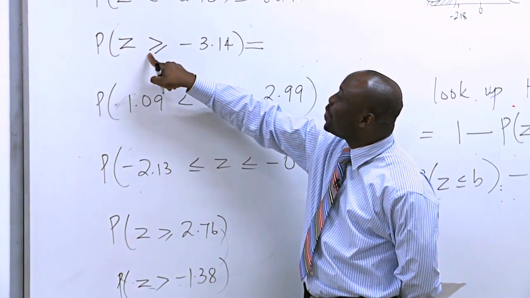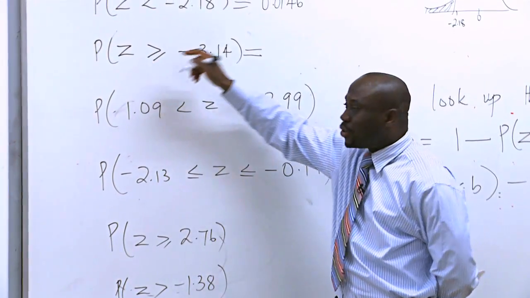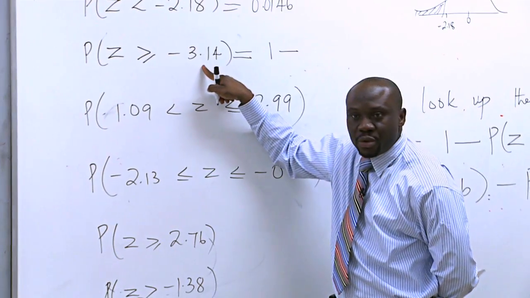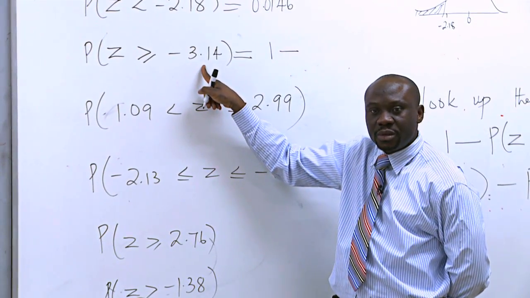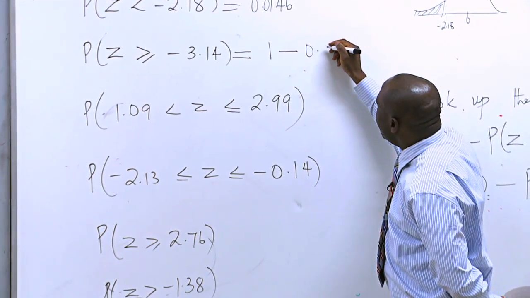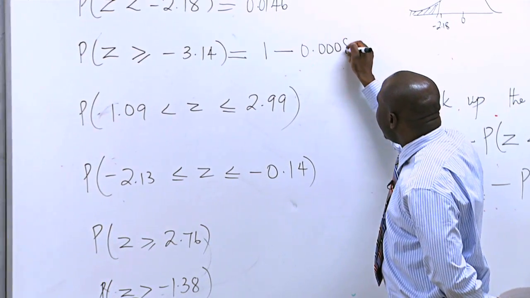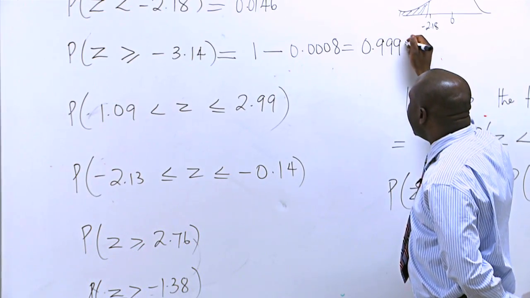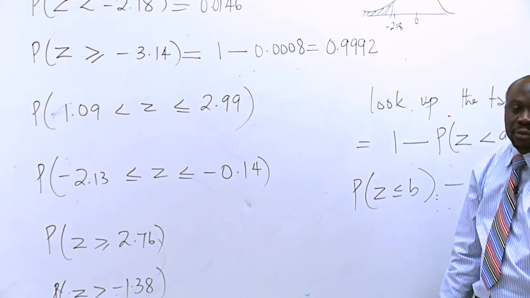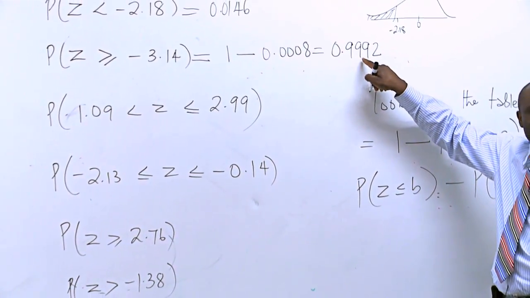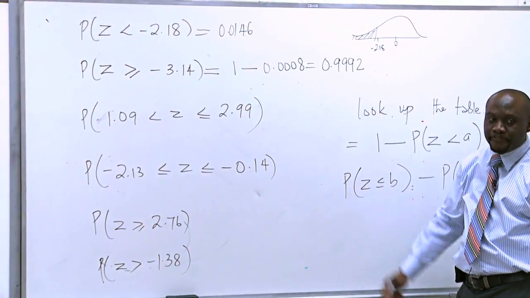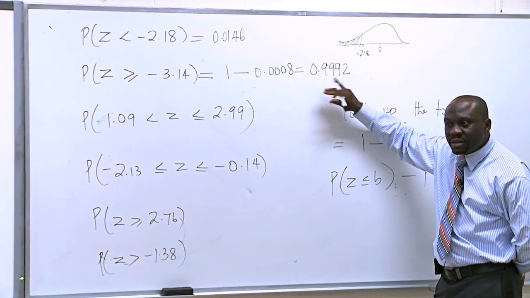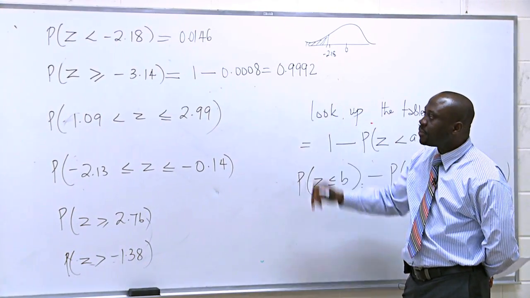All right. So this is greater than. So it must be 1 minus whatever you read from the table, which is 0.0008. And that will be 0.999. Excellent. Which is the same as about 99.9%. So they are not just decimals. This is almost 1.